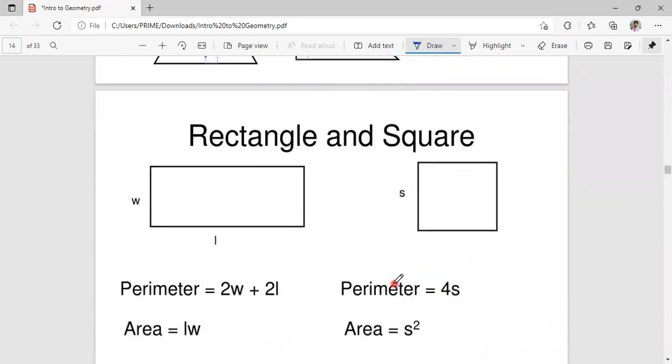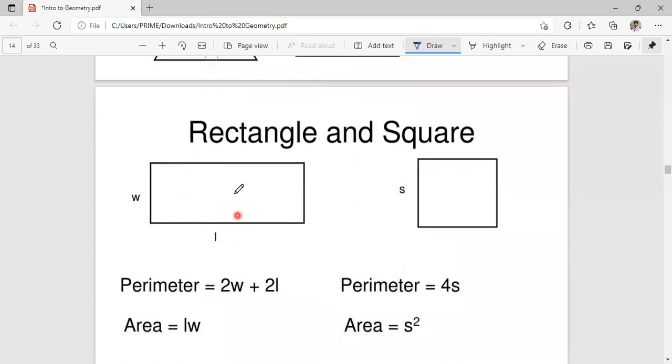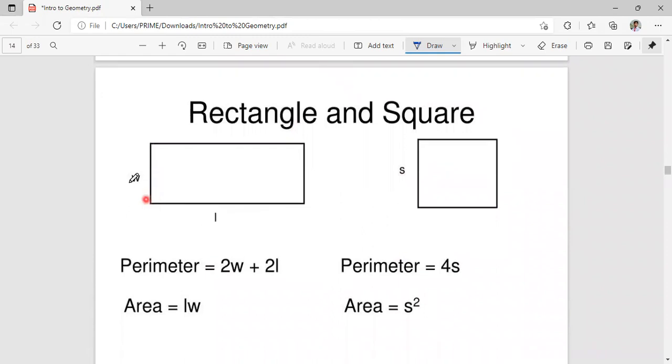Moving to the next one, we have rectangles and squares. How to find the area of a rectangle and square? For the rectangle, we have two pairs of parallel sides: two widths and two lengths. Length is the horizontal distance, and the width is the vertical line of the rectangle.